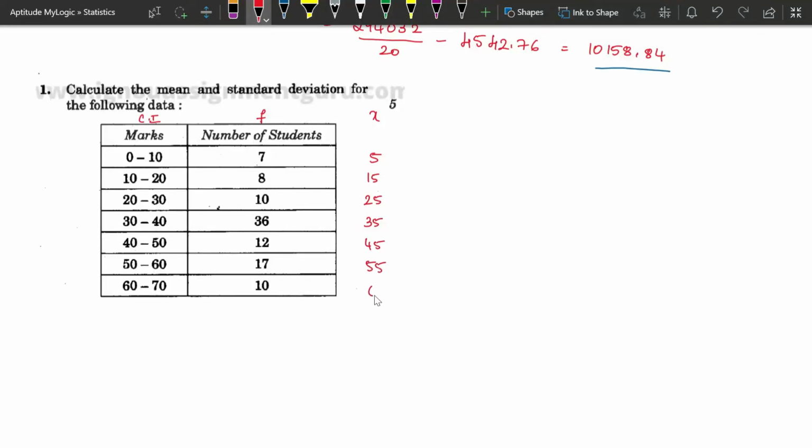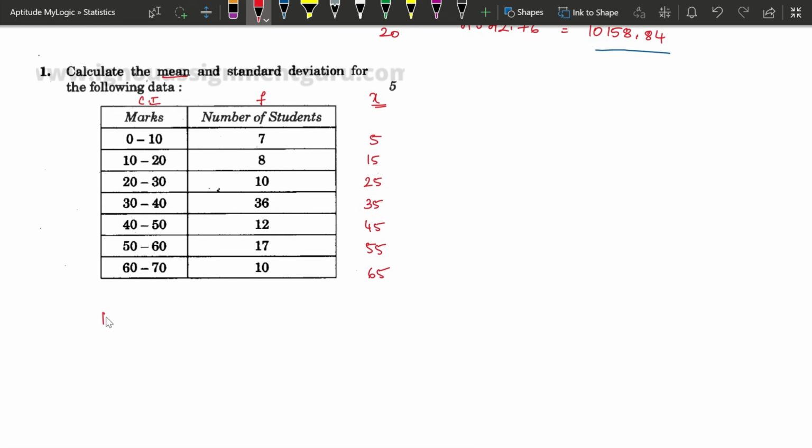So the class interval is given. First we will write the x values. Now I need to find the mean and standard deviation. So first write down the formulas for whatever is required. Mean is, this is grouped data, right? So for grouped data, it is sum of fx divided by sum of f.